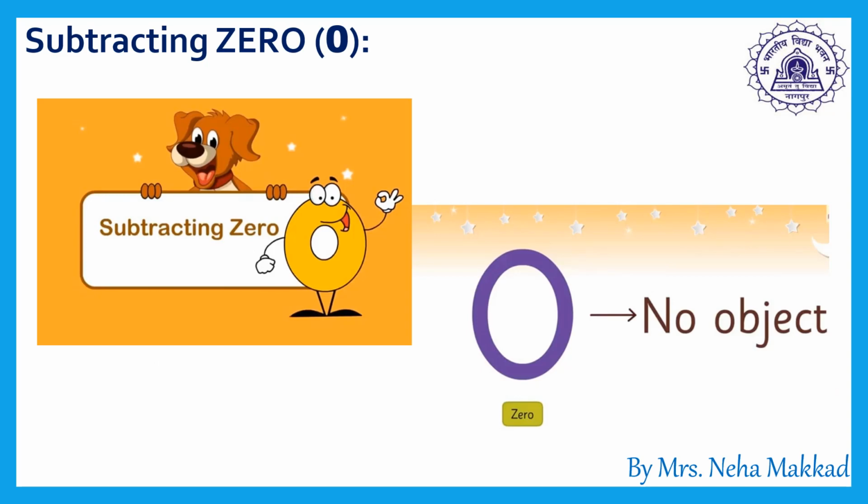Now children, today we will learn how to subtract 0 from the given number. But first of all, we need to understand what is the value of 0. The value of 0 is of no object, means it carries no value. So when we will subtract 0 from any number, we will get the same number itself.